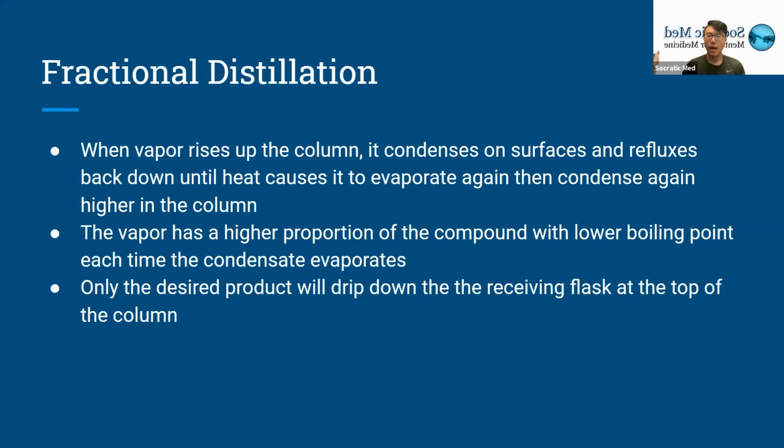This is because the compound with a higher boiling point will take longer to boil and reach the top of the fractionation column, while the compound with the lower boiling point evaporates faster at a lower temperature. So it will evaporate more and condense higher in the fractionation column. So at the end, only the desired product with the lower boiling point will drip down the condenser and into the receiving flask.